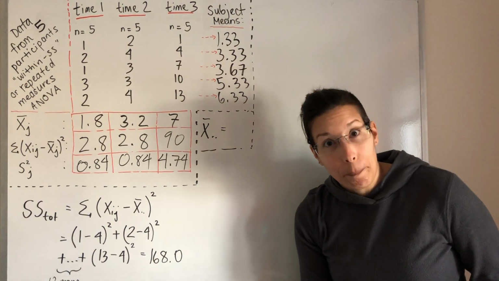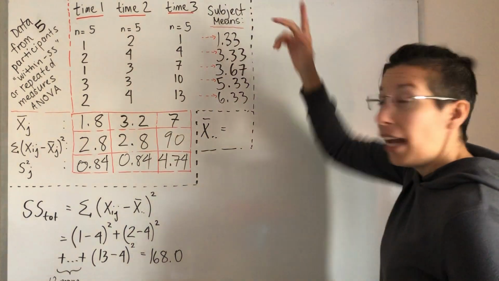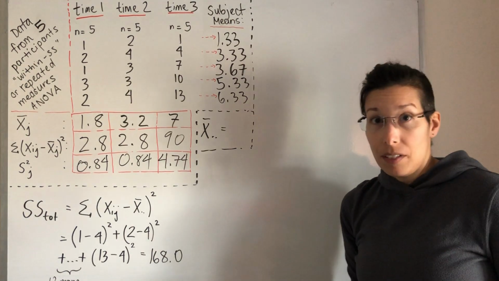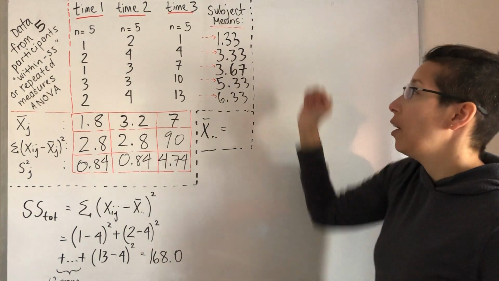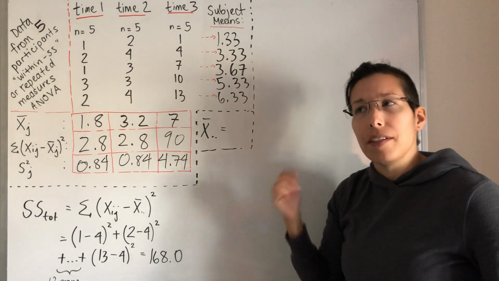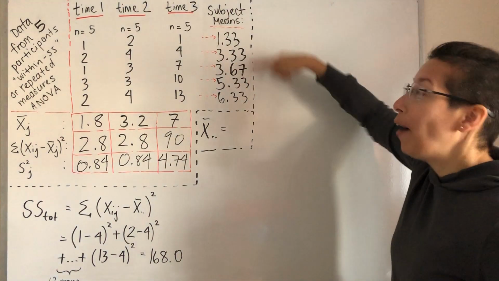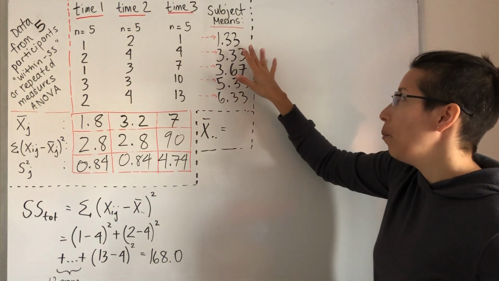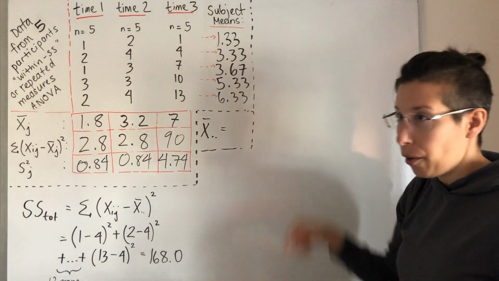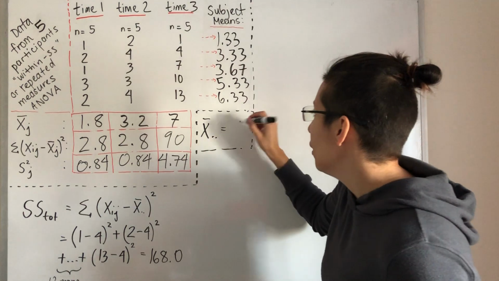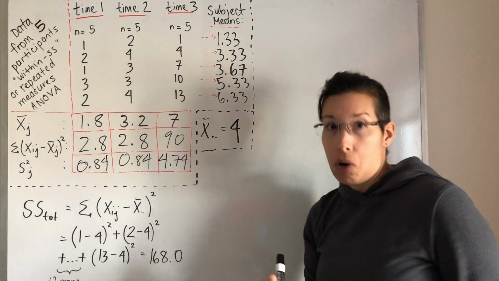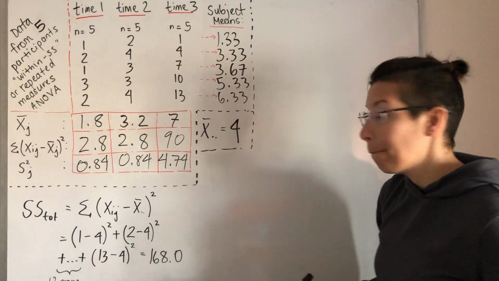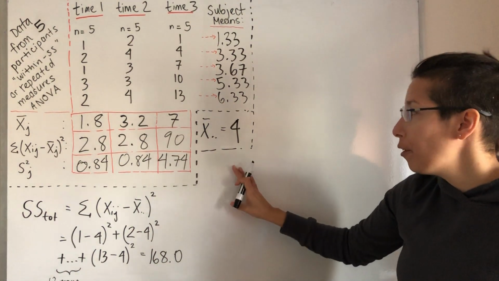Finally, there's another way. You could take the mean of these 5 numbers. I don't think I said it wrong. I said means. Mean. It's one mean. It's 5 numbers. You add them up and divide by 5. And if you do that, you'll get a little bit off probably because of the rounding. But in the end, I'm going with a big old 4 for my grand mean, whichever way you decide to compute it.